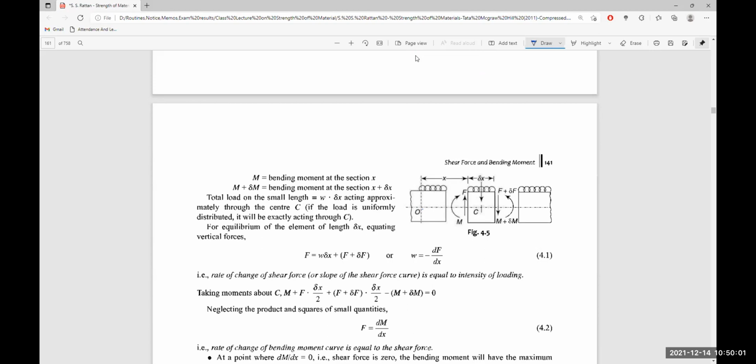The shear force at the left of this section is F pointing upward. The shear force at the right of the section is F plus delta F pointing downwards. The bending moment at this section is given by M, and that at the section x plus delta x is M plus delta M. The total load on the small section delta x is given as omega into delta x, because omega is the loading per unit length, and the length here is only delta x, not dx but delta x.